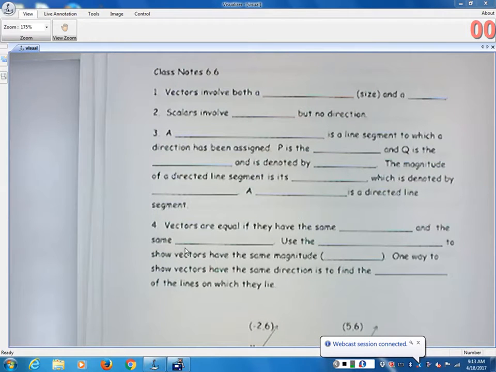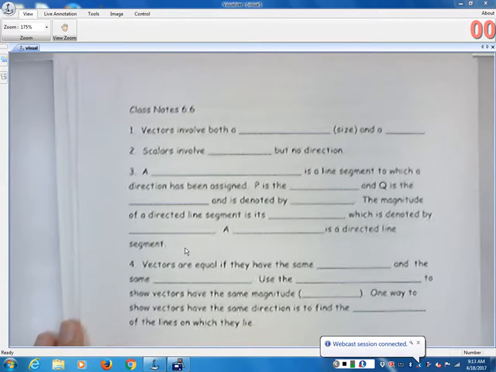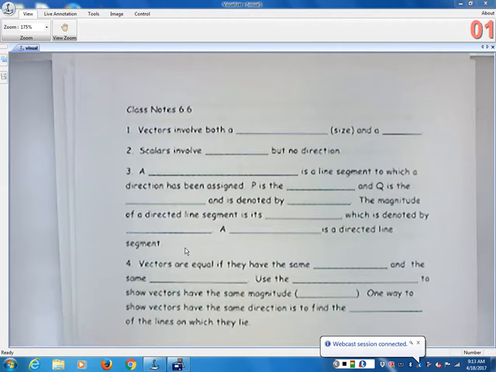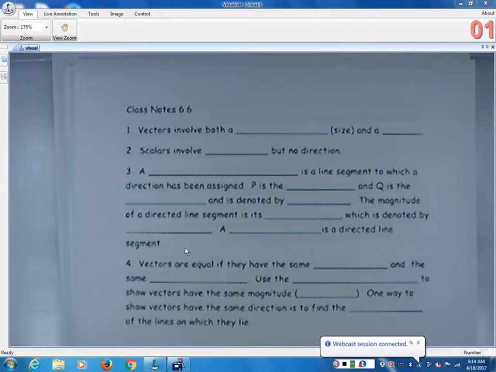Okay, so what we're going to do is cover section 6.6, and then if we have time, we'll talk about that homework, the review worksheet 6.3 and 6.6. It's not due until next time.